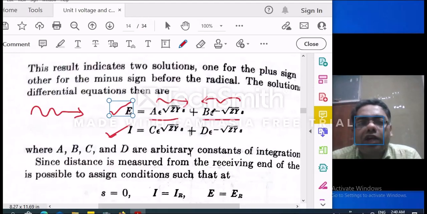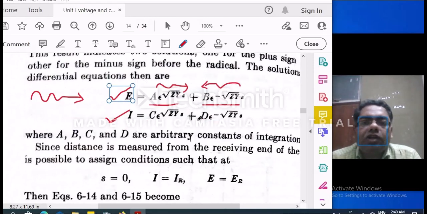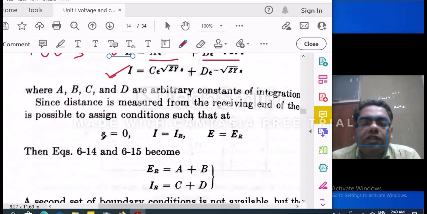Now how to find out these four constants? These four constants we can find out using some boundary conditions. Like if I consider S equal to 0, that means we are at the load end. S equal to 0 means load end. So at the load end, current can be written as IR and E can be written as ER.